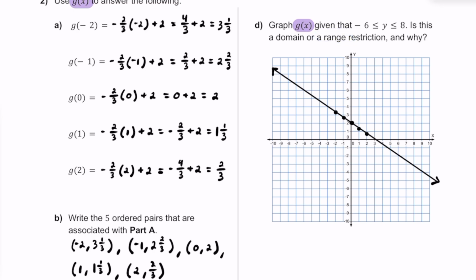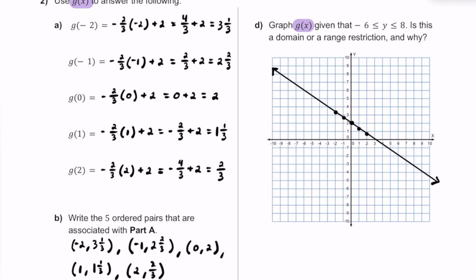We're being told that y can't go below -6. It's allowed to equal it, right? It's -6 is less than or equal to y, and it's allowed to equal 8, but it can't go past 8. So where's the y value of -6? This is a y value of -6, so it can't go below here, okay? And then where is the y value of 8? Well, that's over here. So basically what this range restriction is telling us is we can't go above and below these two blue lines here.